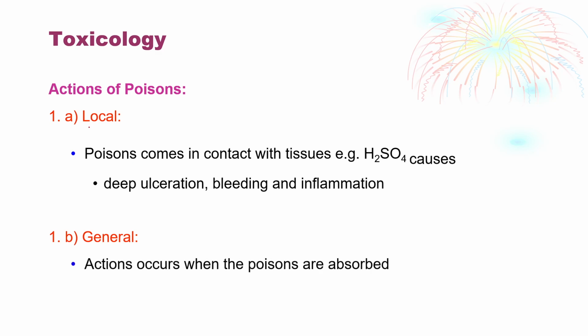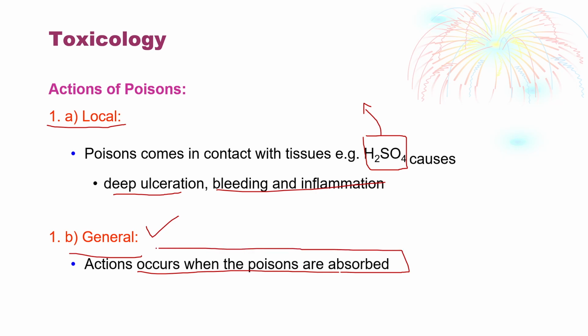Now the next topic is the action of the poison, how the poison is going to act. This is very important. They are classified into different categories. It might act according to their sites. According to the sites, it might be local or general. For example, if something very corrosive like sulfuric acid, H2SO4, comes in contact with the skin, it will directly and locally produce deep ulcer, bleeding and inflammation. But there are other poisons as well which do not produce the local effect. They are absorbed inside the body and produce a systemic and general effect. So according to the site of location, it might be local, it might be general.